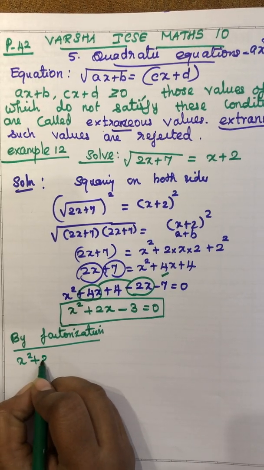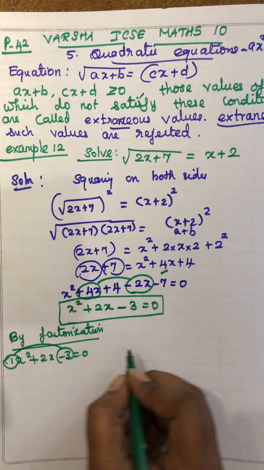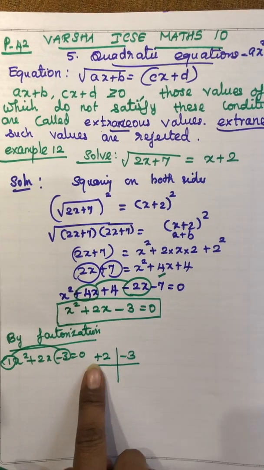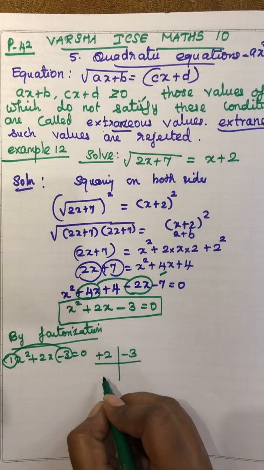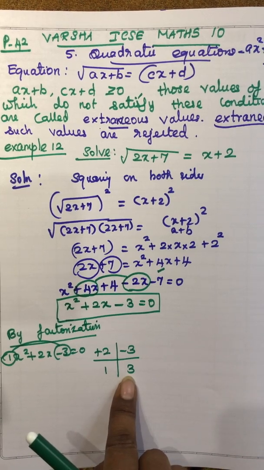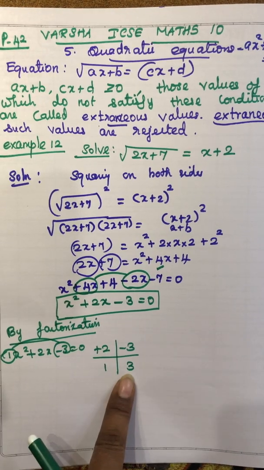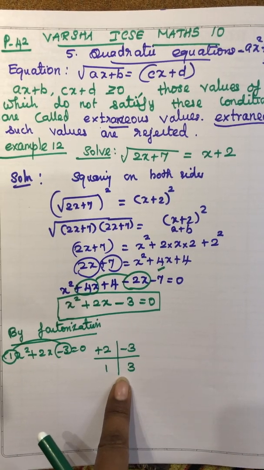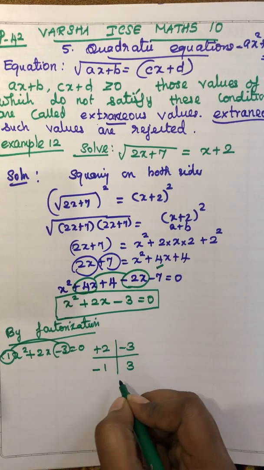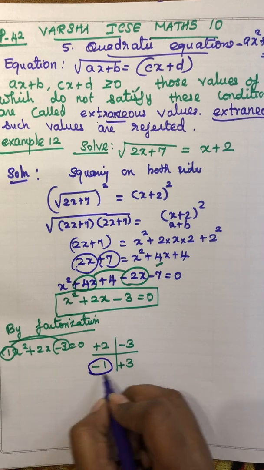x square plus 2x minus 3 equal to 0. So this is 1, and here it is minus 3. When you multiply you have to get minus 3, and when you add you have to get plus 2. So what is the right pair? 1 times 3 is 3, so you have no other choices there. You have to give a minus sign to one of them so the product is minus 3, but when you add you have to get plus 2. So I am going to give the minus to the smaller number. This is your right pair, minus 1 and plus 3.